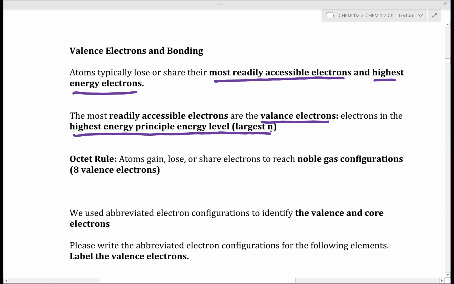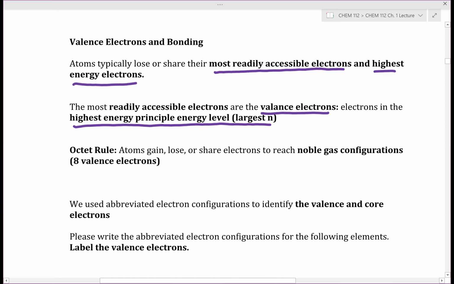Now, what does a large N tell us? Are we dealing with a large or small orbital? Are the electrons far away or are they close to the nucleus? Far away, exactly. So the larger your N, the farther the electrons are from the nucleus, the higher energy they are, the more accessible they are for bonding.